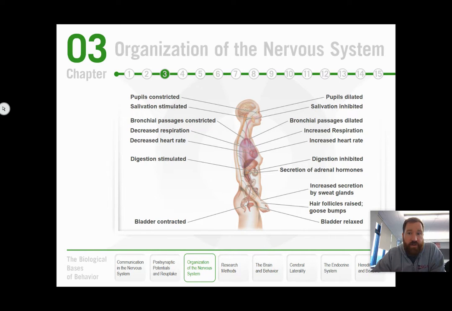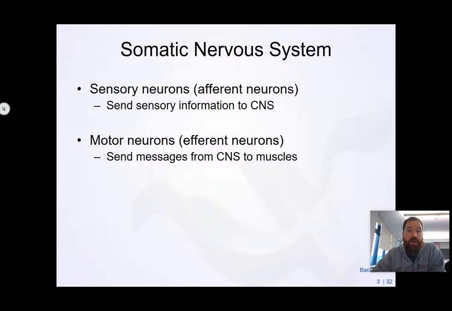In the somatic nervous system, there are two types of neurons. So remember, we said the somatic nervous system deals with sensation and voluntary movements. So there are sensory neurons, which deal with sensation. This is what allows us to receive information from the environment into our central nervous system. Those are called sensory neurons because they deal with our sensations. The motor neurons deal with movement, right? Because motors help you move. They send information from the central nervous system to the muscles that then allow the movement to take place.